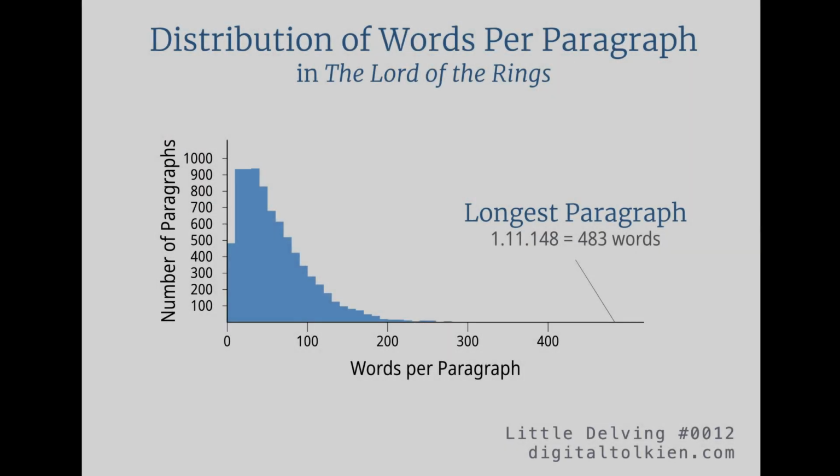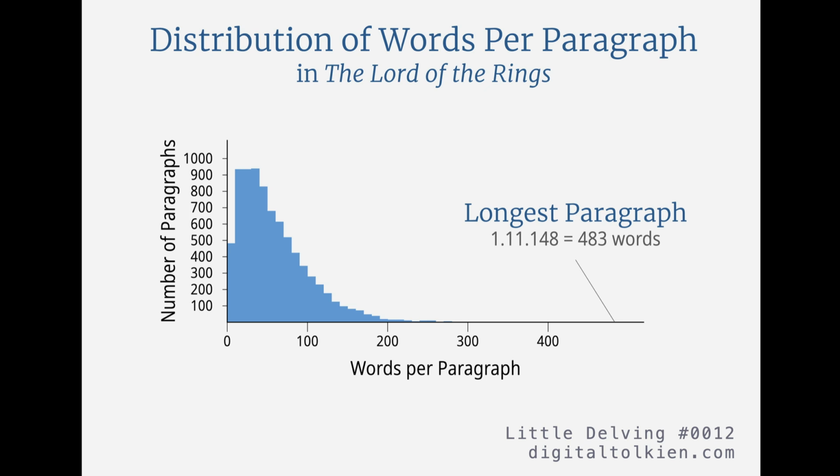Now we come to Little Delving 12, which is another visualization of the distribution of words per paragraph. In the previous video, we looked at the same sort of thing for The Hobbit. Now I say paragraphs here because this is just looking at paragraphs. It's not looking at verse or other types of blocks within a chapter. It is focused just on paragraphs. I say words here. I could have said tokens here to be a little more precise, but it is what it is.